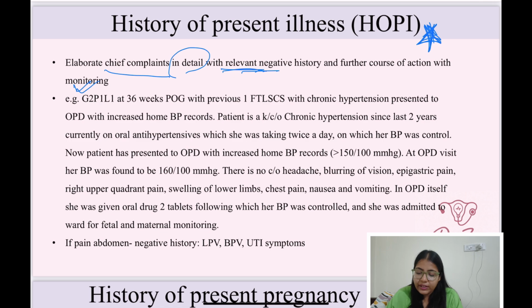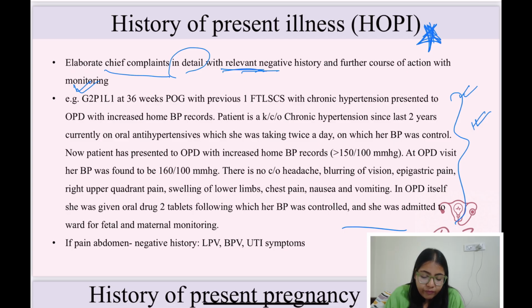So here I have given an example of a raised BP record patient. It can be any other, like deranged blood sugar record or decreased fetal movement or pain abdomen or leaking PV. So it will come with subsequent case discussion classes. Here I have just given one example so you can know how to write the case.